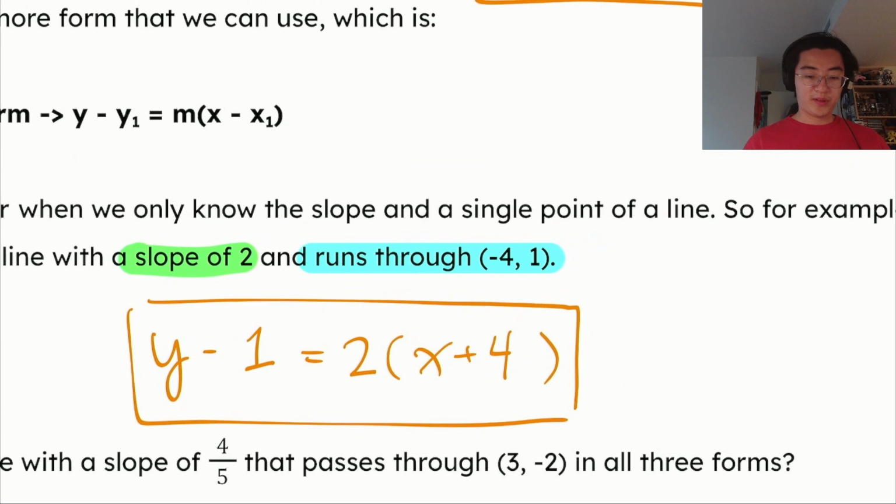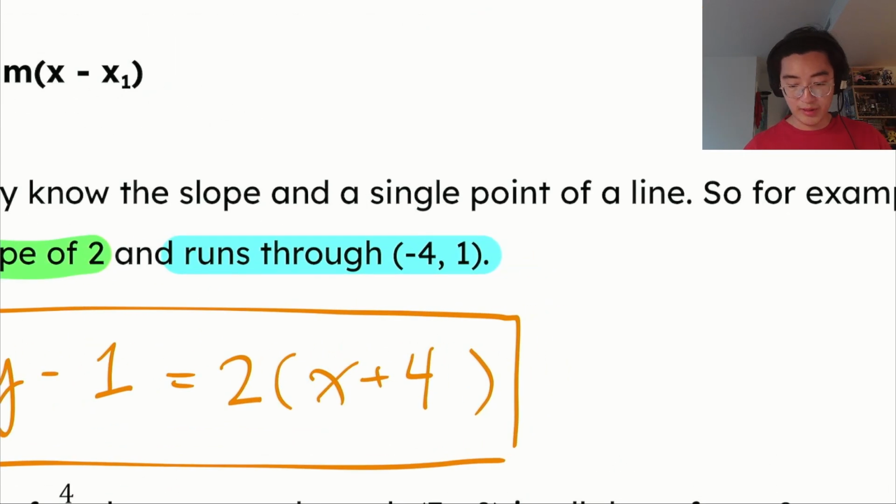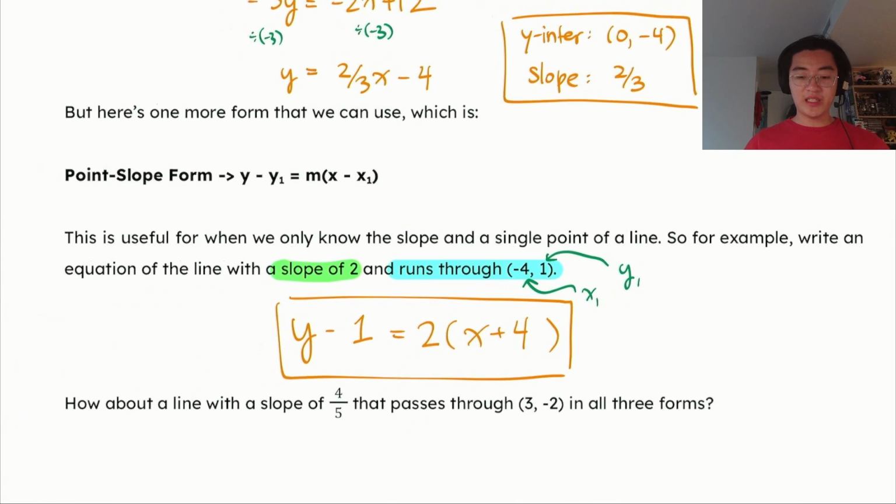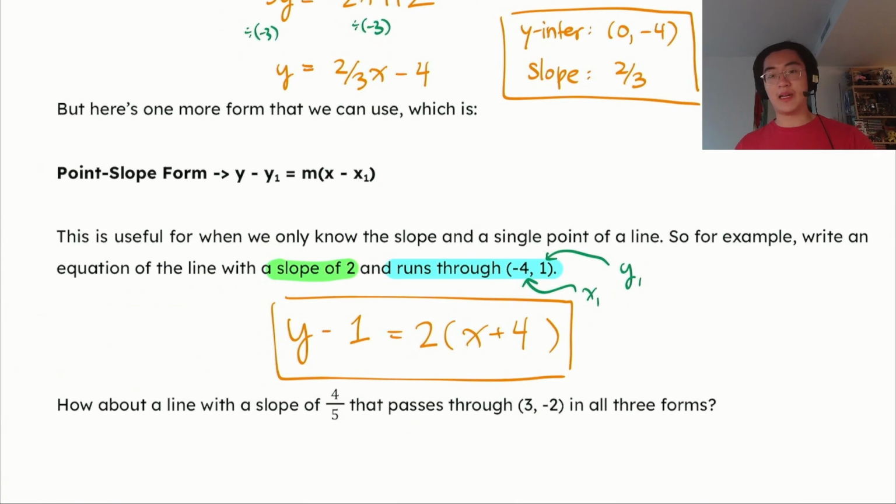Okay, so there's the point-slope form. Again, it's very useful when we only know one point, that's not the y-intercept, and the slope. That's the x and then the y of the point.